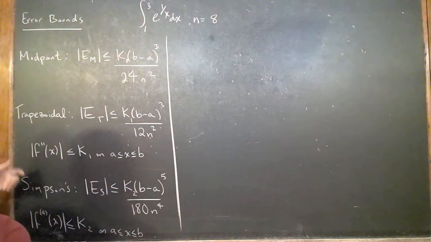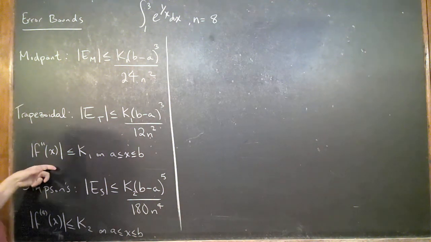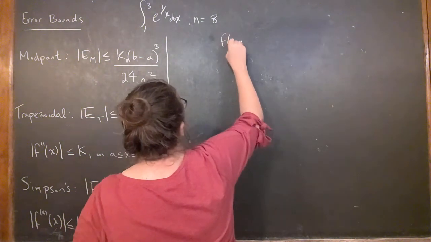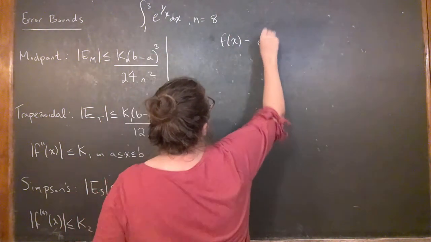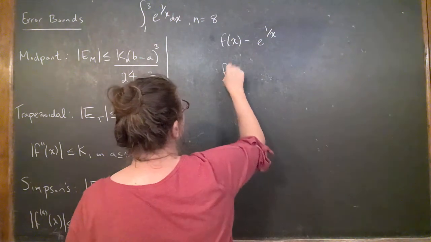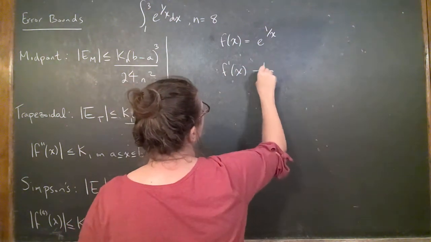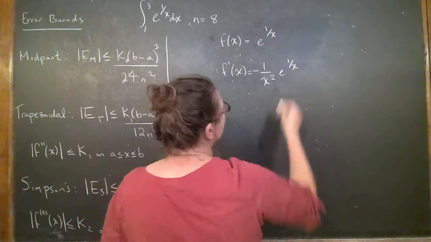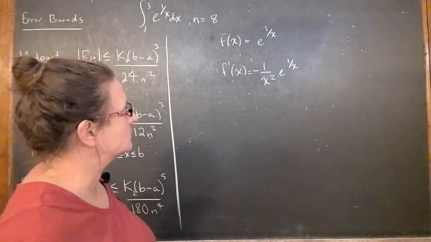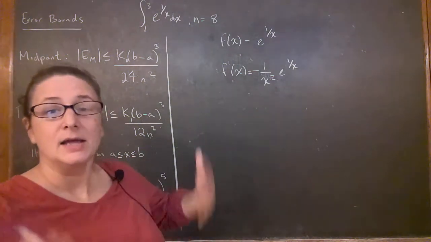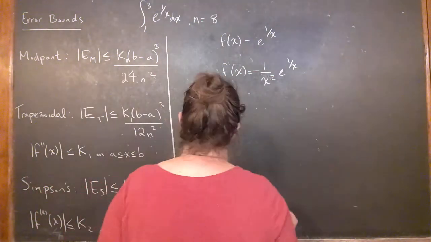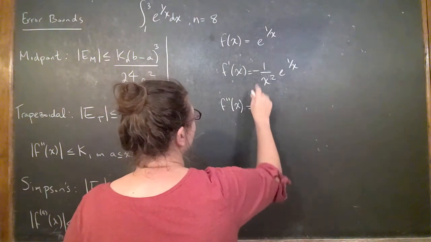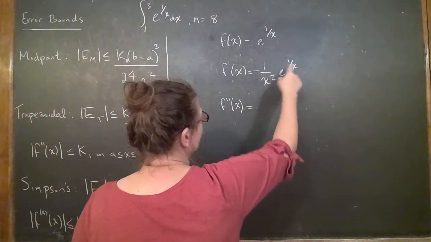So I have to take, let's do midpoint and trapezoidal first, I have to take 2 derivatives. Doesn't seem too bad, right? E to the 1 over x. The first derivative, of course, is going to use the chain rule. So my first derivative is this, times minus 1 over x squared. Now I have to use the power rule. I meant the other one, the product rule. So I've got this times the derivative of that.